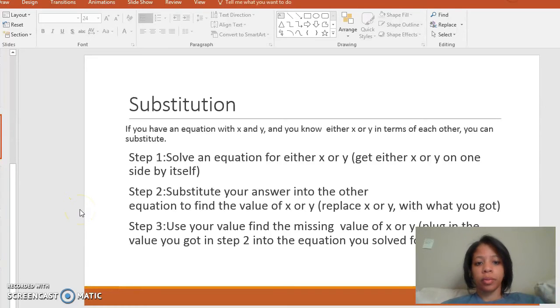Okay, so we're practicing solving systems of equations by substitution. So you guys have 3 main steps that you need to follow. So your first step is to solve for either x or y. So let's look at example number 1.